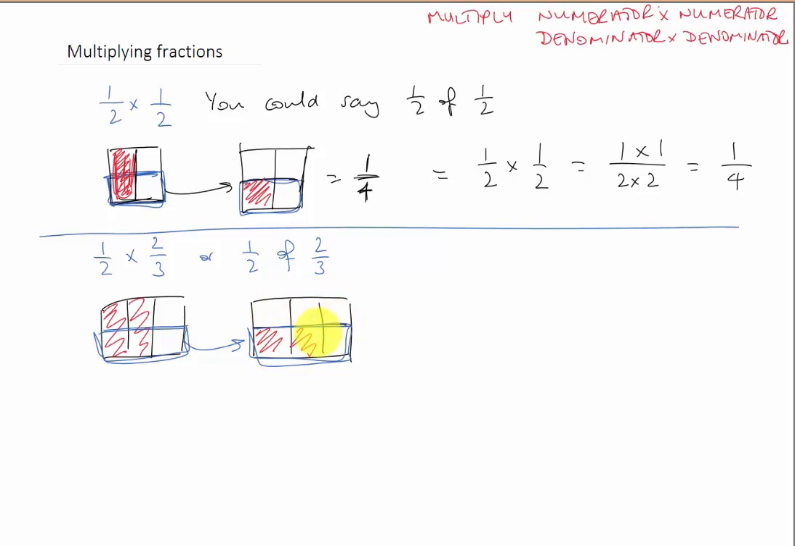So now we've got 1, 2, 3, 4, 5, 6 equal pieces. So our denominator is 6. And then 2 of them are selected. So we have 2/6. And that's the same as if we'd got 1 times 2 over 2 times 3, which is 2/6.